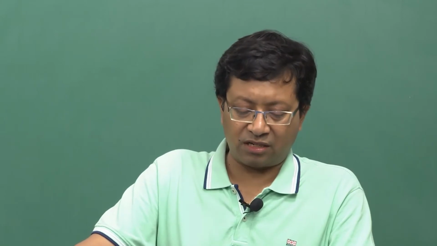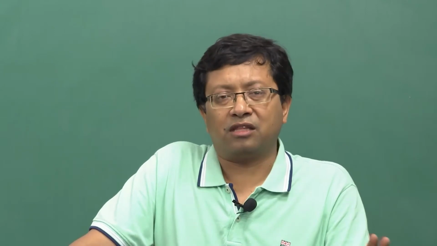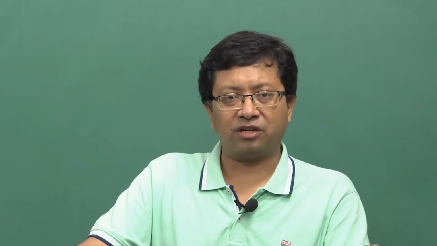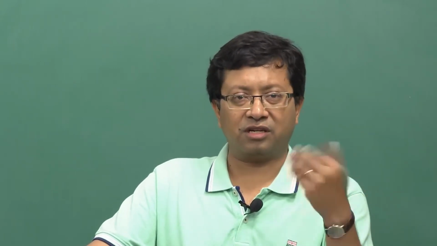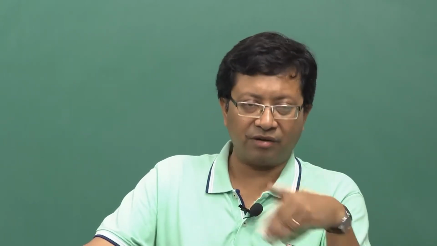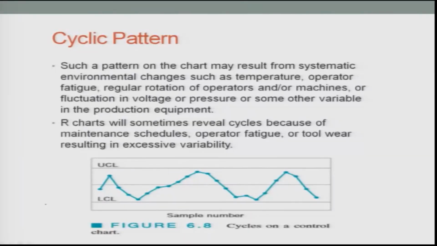So, it says that such a pattern on the chart may result from systematic environment changes, like in the summers the temperatures were high, then in the winters the temperatures were low. Again the summer comes and the temperatures increase and decrease. So, obviously it will repeat in a particular cycle. Or there is operator fatigue. In the morning the operator is at the peak of his or her performance, and in the evening or after lunch the performance of that person decreases. So, obviously that may happen each day.